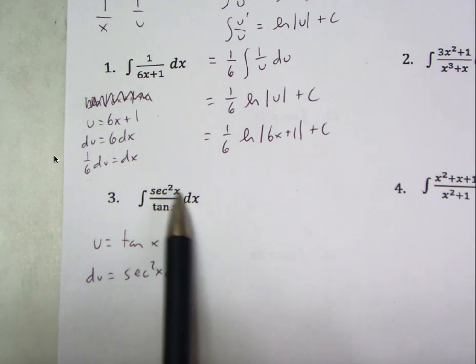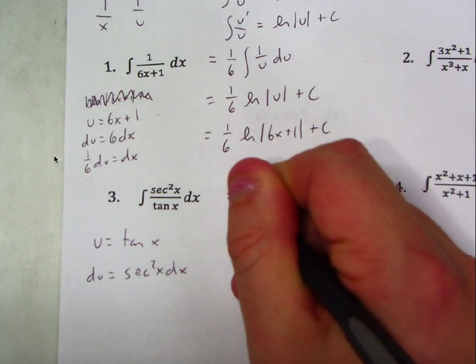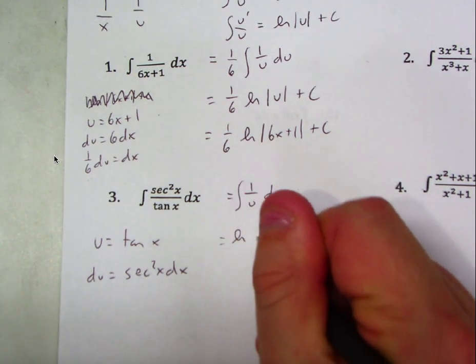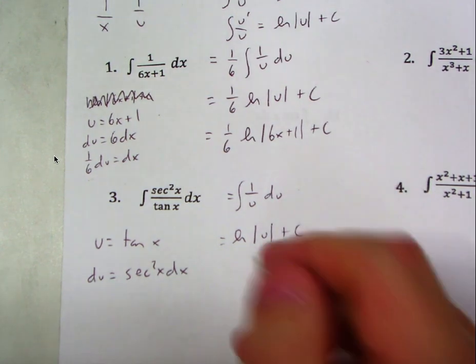So that's all du. So I can write this as 1 over u du, which is then the natural log of absolute value of u plus c, and then put tangent back in.